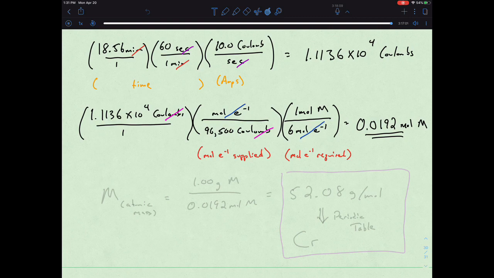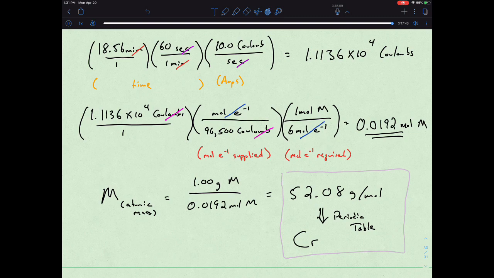So now we can plug that into our M in terms of atomic mass. We know that we had 1 gram of metal in the beginning. We now know that corresponds to 0.0192 moles of that metal, and we end up with a value of 52.08 grams per mole. If we go to our periodic table, we would say that this is the element chromium. And that is how we can use electroplating to figure out atomic molar mass of the metal, or just in general how much metal is plated out. If we knew the atomic molar mass or knew the metal that we were electroplating, we could obviously figure out moles of metal and then get into grams of metal. So we can figure out that mass that way as well. That's electroplating.